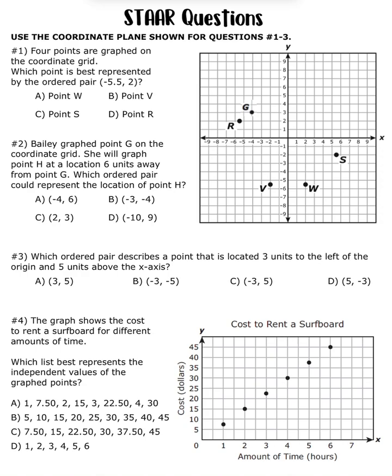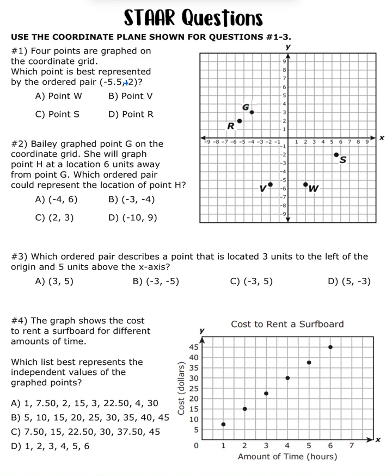4 points are graphed on the coordinate grid. So this is the picture we're looking at right here. It says which point is best represented by the ordered pair -5.5, 2. So we have talked about if a number does not have a symbol, that is a positive. So we have a -5.5 and a positive 2. So we need to go to our coordinate grid. Again, we are going to start at the origin, which is that center space 0, 0. And my walk number is -5.5 and my elevator number is 2.